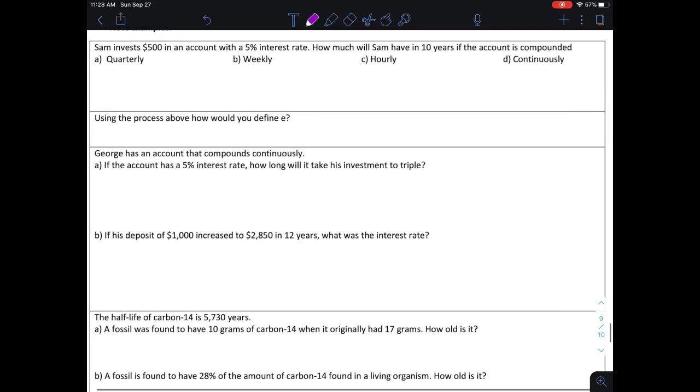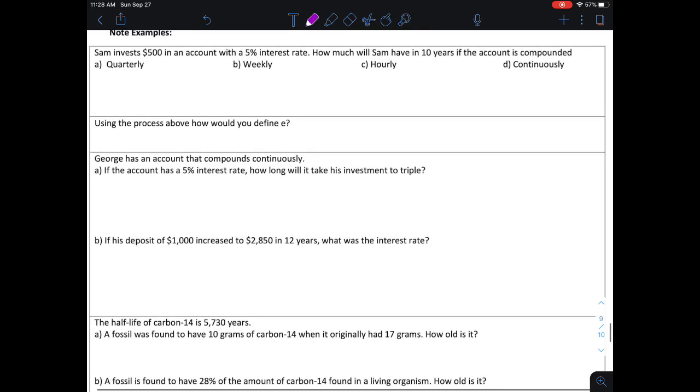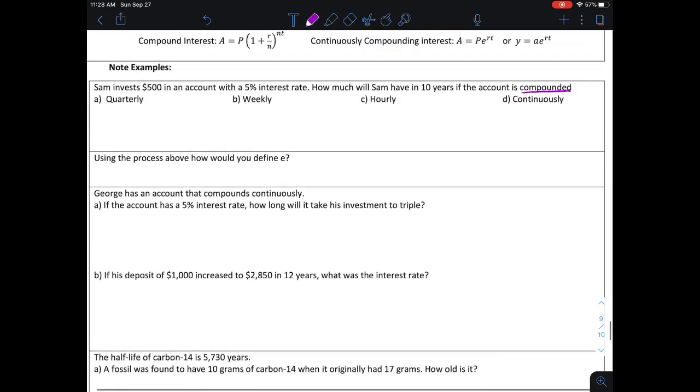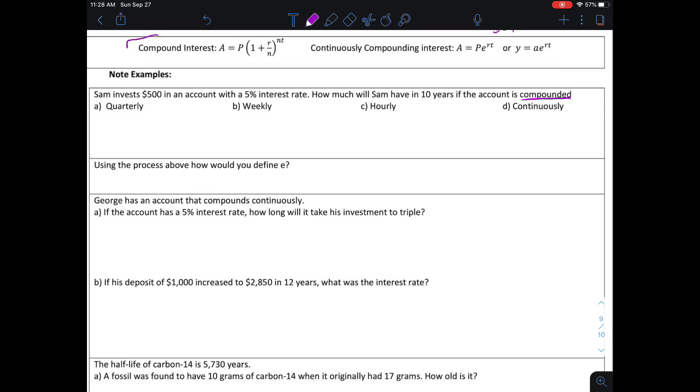So let's look here at this first one. Sam invests $500 in an account with a 5% interest rate. How much will Sam have in 10 years if the account is compounded, and then I give you the number of times everything's compounded. So for this problem, we're going to be using our compound interest formula. The number of times compounded is N, and I change up the number of times it's compounded in each case.